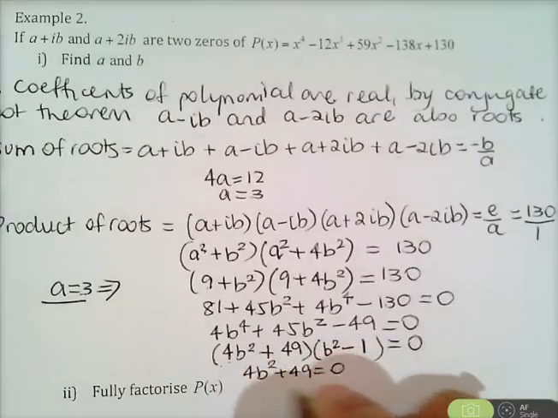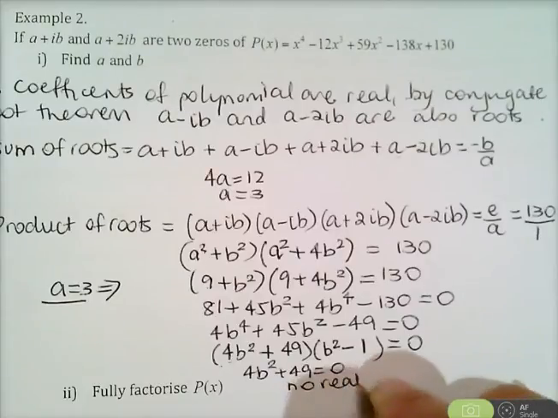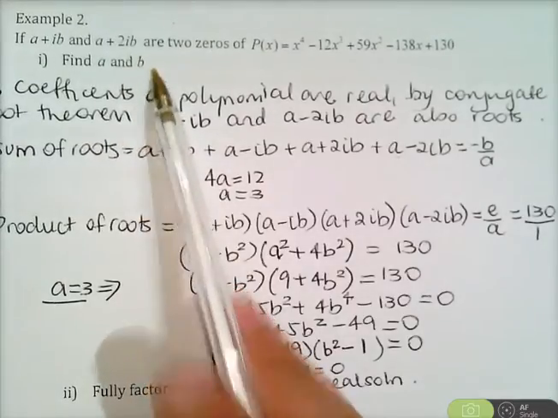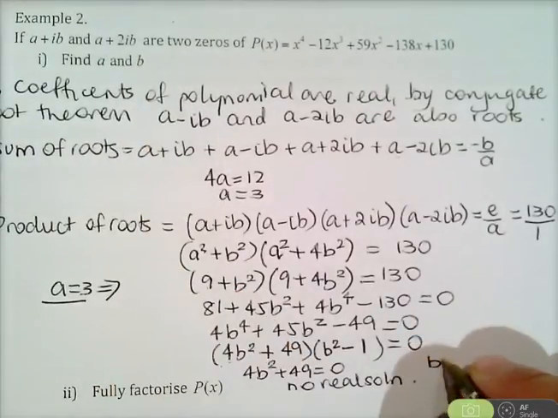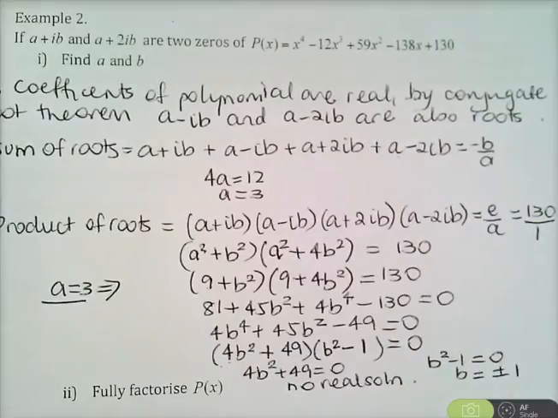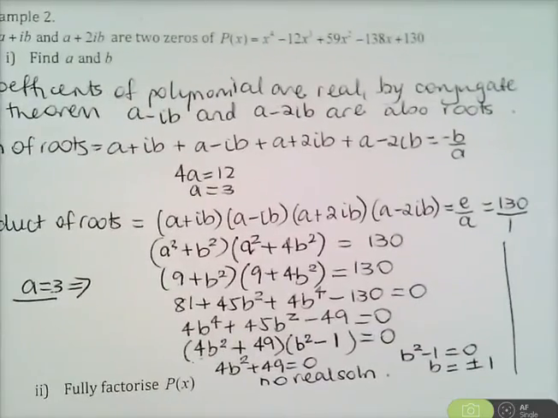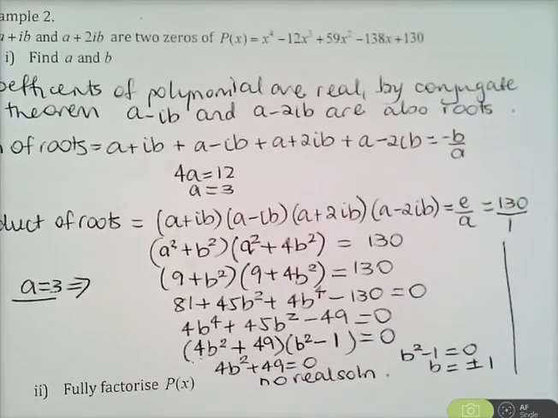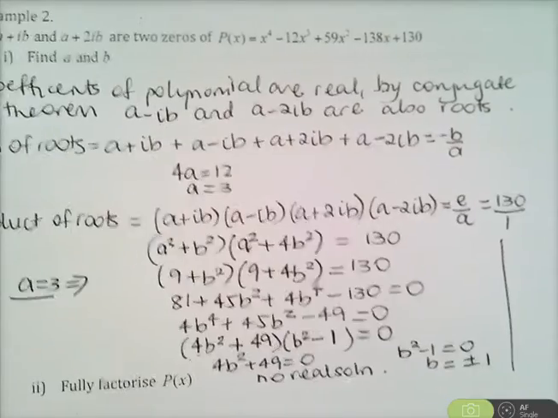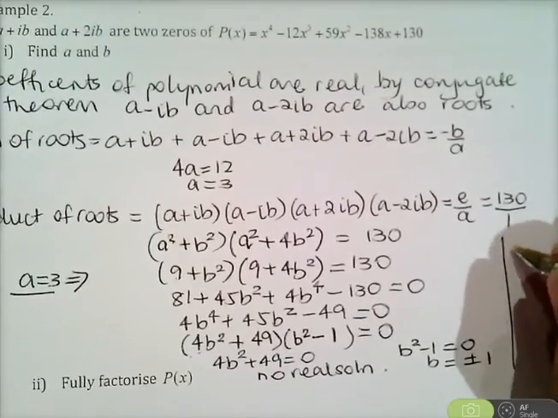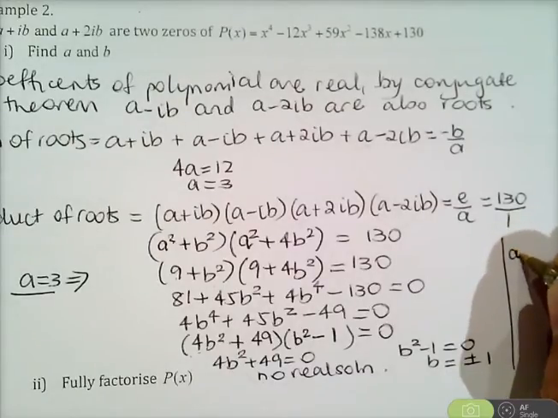That has no real solution, because we need a and b to be real. And we've got that b squared minus 1 is 0, therefore b is plus or minus 1. And so to find a and b, we just have a is 3 and b is plus or minus 1.